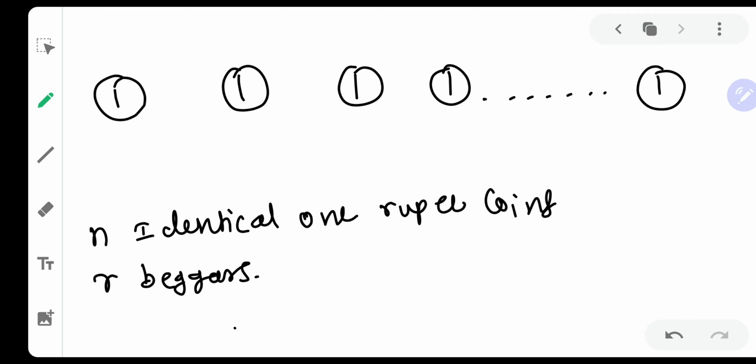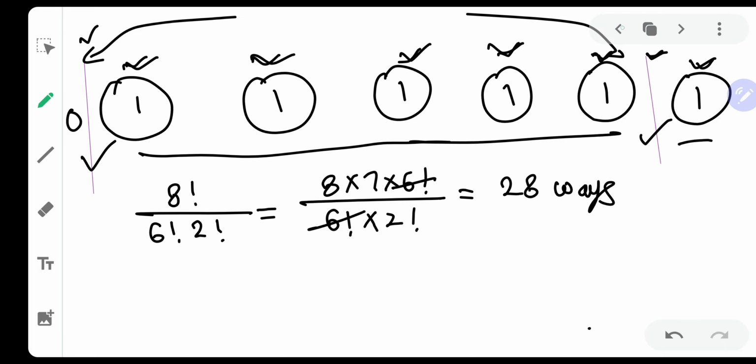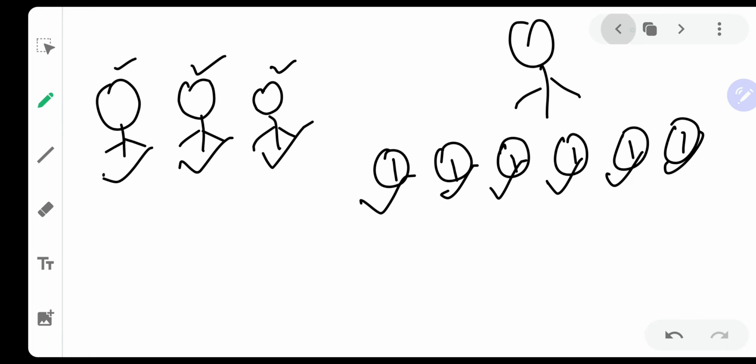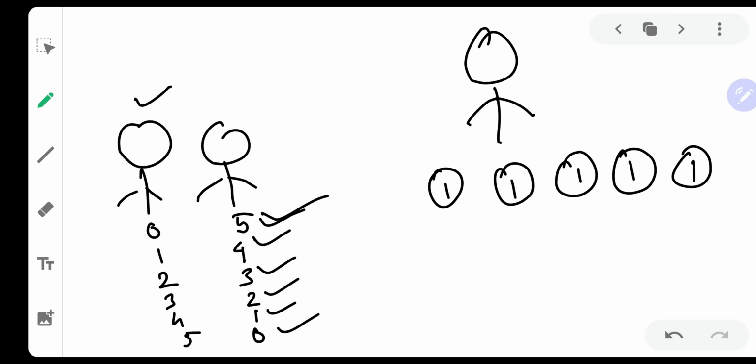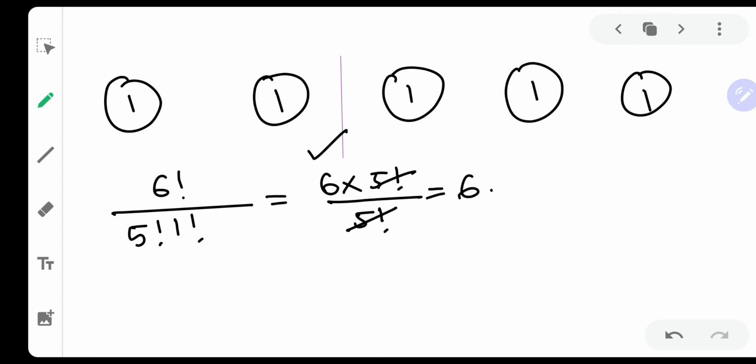Okay, so for R beggars, how many partitions would be required? Let us have a look. If you see, first there were two beggars, so one partition was required.